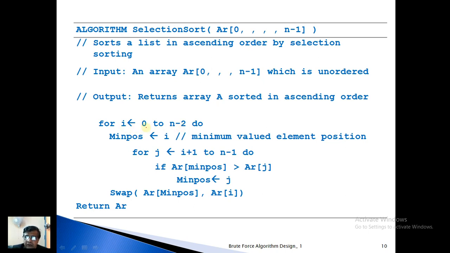For i equal to 0 to n-2, do: minimum position, because we are arranging things in ascending order. The minimum position is assumed to be the first position in the first iteration, because i is 0, the second position in the second iteration, and the third position in the third iteration. This is an assumption, or it may be true also.